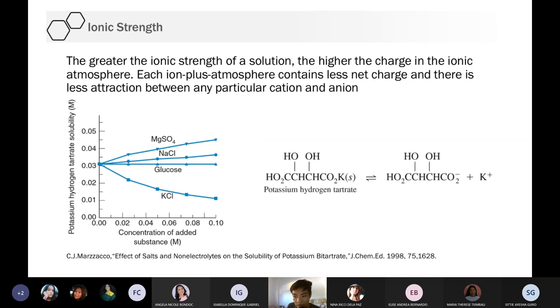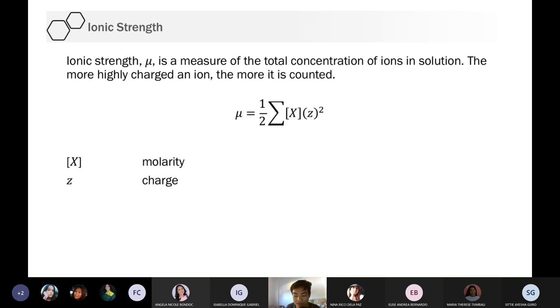So, how do we calculate the ionic strength? No? Siyempre, quantitative chem tayo eh. Analytical chem tayo. So, kailangan may measurement. So, we measure the ionic strength as the total concentration of ions in the solution, specifically yung mga diverse ions. The more highly charged an ion, the more it is counted. Okay? So, the equation is here.